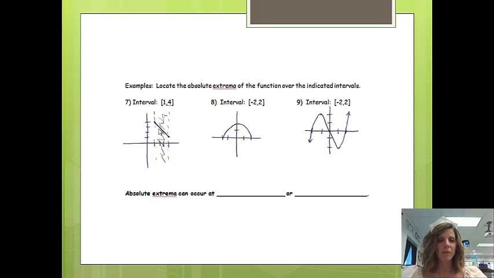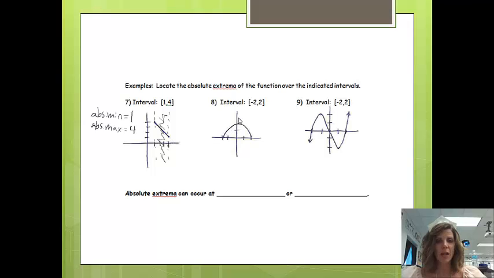Now if I'm going to find the absolute extrema, my absolute minimum is just going to be the lowest that y ever goes on this interval. You'll notice the lowest that y ever goes is y equals 1. Okay, and my absolute max is going to be my highest y value in that interval, which I notice is 1, 2, 3, 4. There we go.